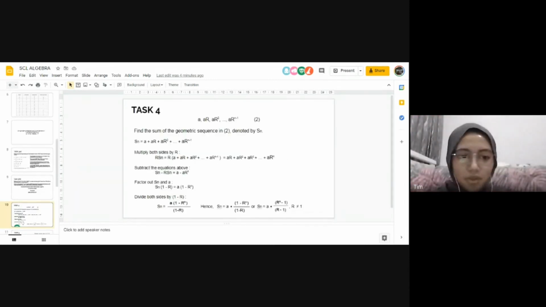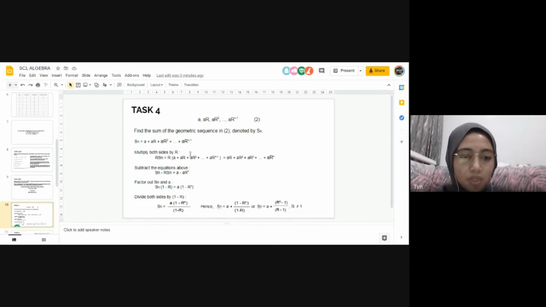So I am going to present task 4. For task 4, find the sum of the geometric sequence in 2, denoted by Sn. So Sn is equal to a plus ar plus ar to the power 2 plus dot dot dot plus ar to the power n minus 1. Just add the terms given. Next, we have to multiply both sides by r.